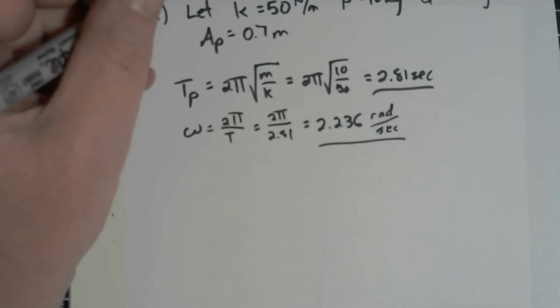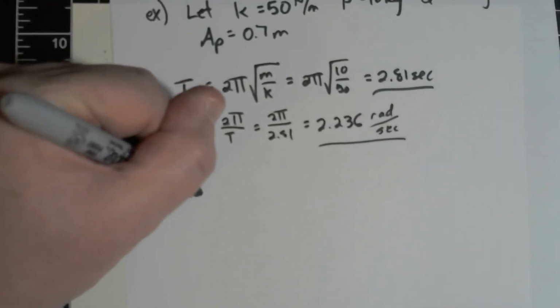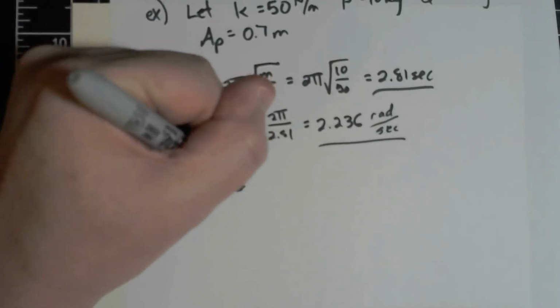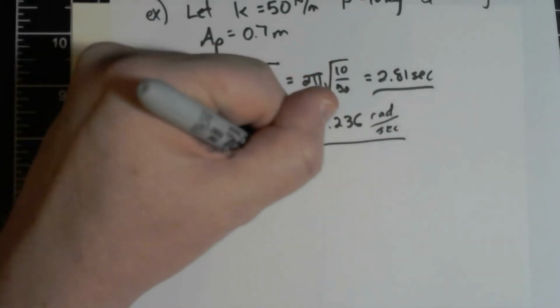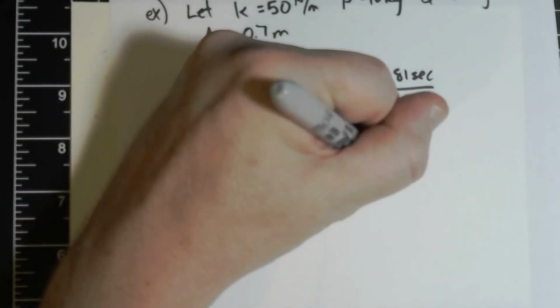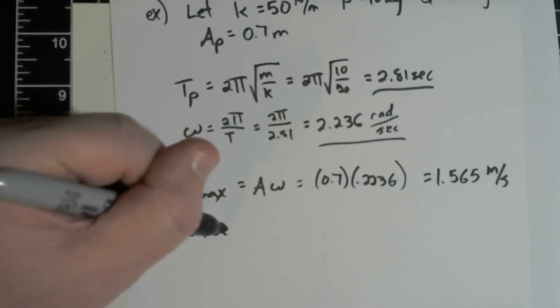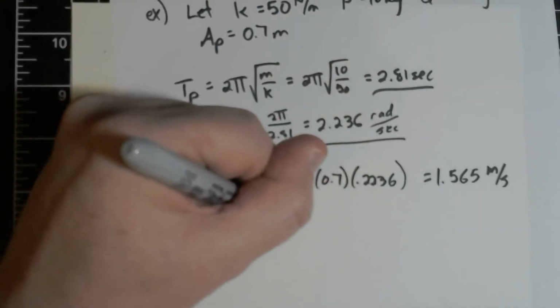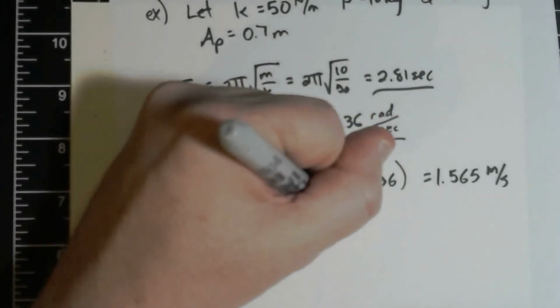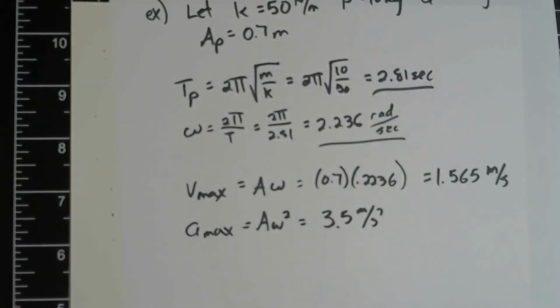Now, let's look at my v max, my maximum velocity. So that's A times omega. So that's 0.7 times 2.236. So that's 1.565 meters per second. That's my maximum speed. And my max acceleration is going to be A omega squared, which, plugging my numbers in, I get 3.5 meters per second squared. Okay. Now, how is that going to help me on the rest of this?